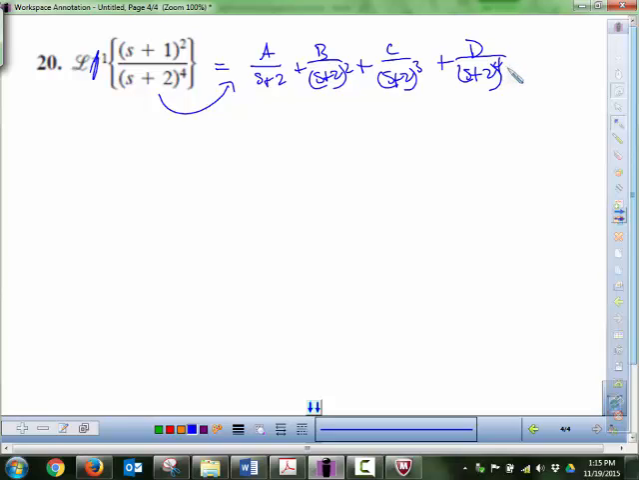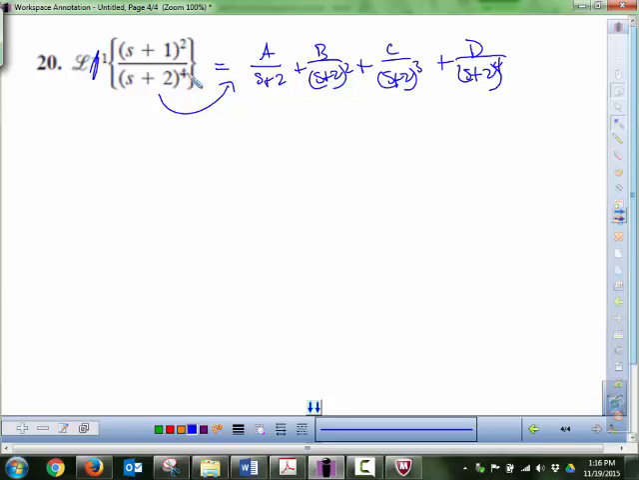And then for each of these, you can deal with this as a shifting Laplace inverse. So if we can find A, B, C, and D, then we're all set. So let's see if we can find it.